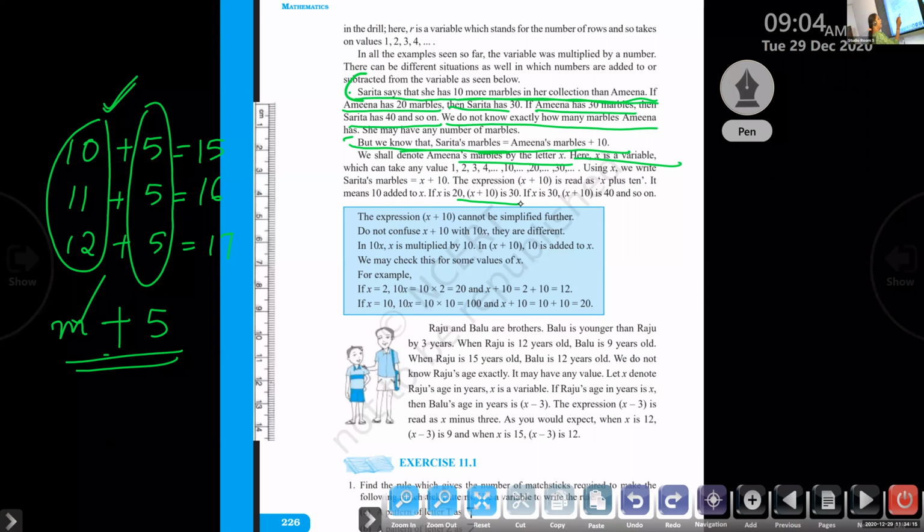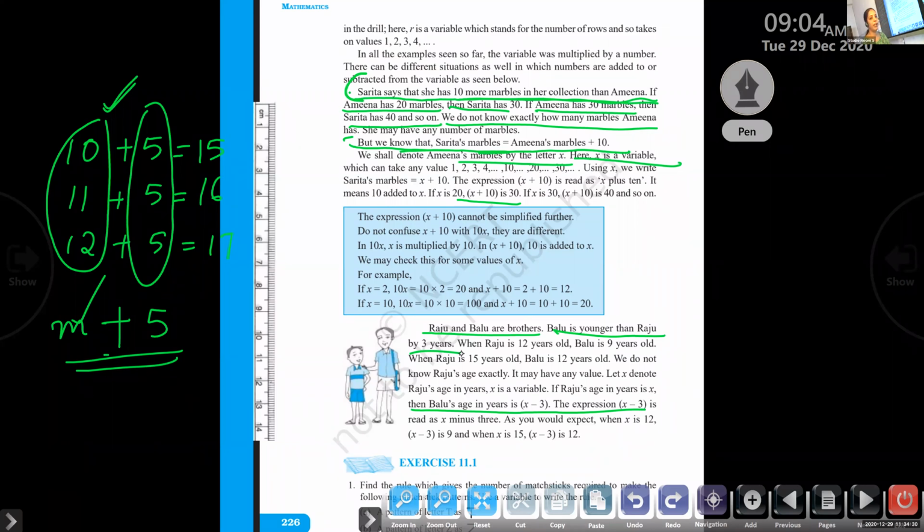Sometimes some situations are like this, we have to subtract. Here one example is there. Raju and Balu are brothers. Balu is younger than Raju by 3 years. Did you understand? Suppose Devika and her sister have how many years difference? 4. Younger one or elder one? Younger one, 4 years difference.